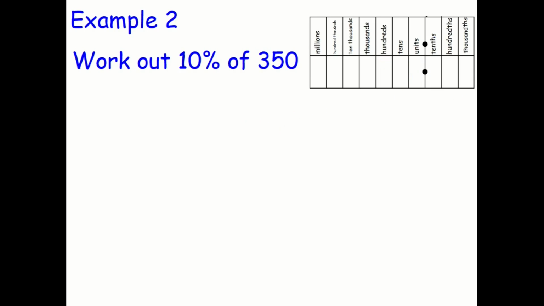Example 2, work out 10% of 350. Okay, so put 350 into my place value grid. And if I'm just finding 10% of it, I'm dividing by 10. So all digits jump 1 column to the right, and I get 35. Again, you can think about that 0. I don't want to forget about it, that 0 there has just jumped to here. So I can write it as 35.0 if I want to, but 35 is absolutely fine.